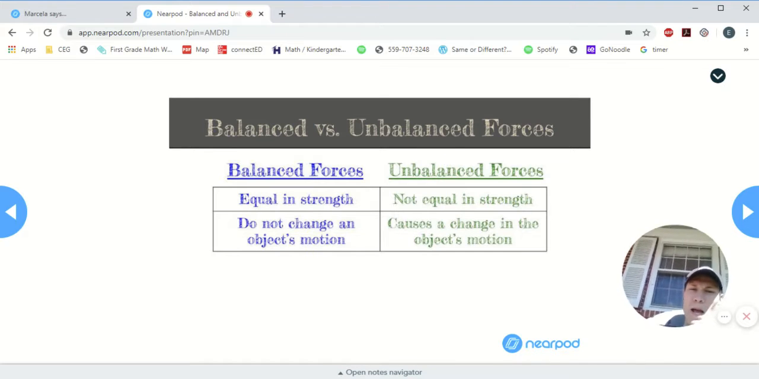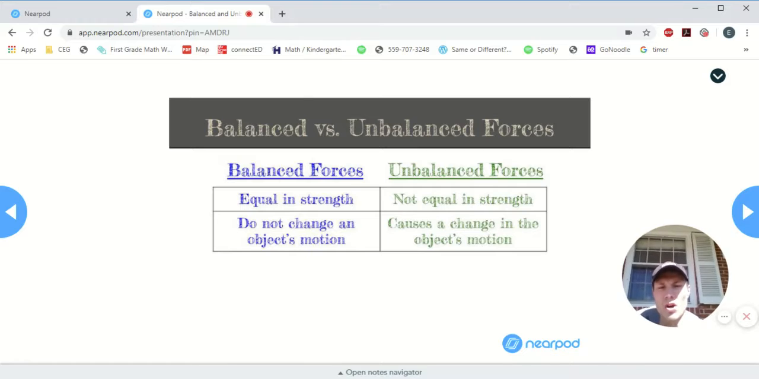So what are balanced and unbalanced forces? Well, balanced forces are equal in strength. They don't change an object's motion. So if the arrows were the exact same strength, the exact same length, they'd be balanced. Unbalanced forces are not equal.